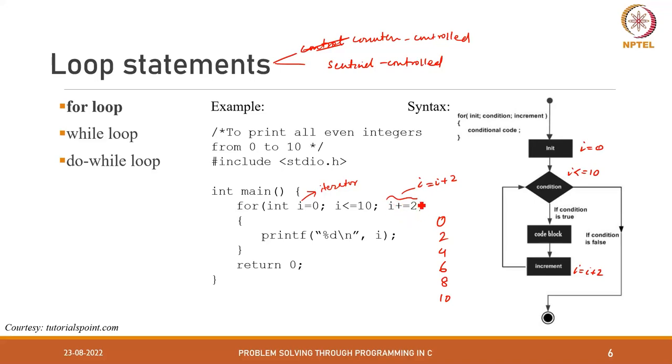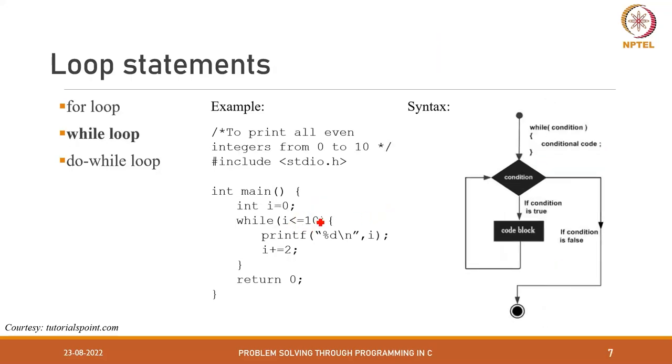Like we have the space for the initialization, the condition, and the increment or decrement part. In while loop we have only the condition to write here, and the increment and the initialization are done separately. Okay, that is the entire difference between for and while.